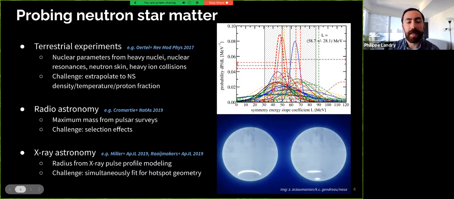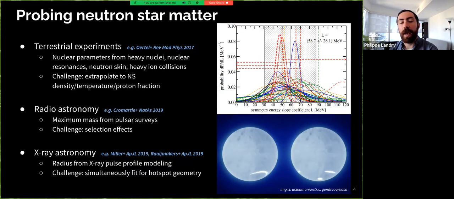In terms of X-ray astronomy, in the last few years, there have been very precise neutron star radius measurements through X-ray pulse profile modeling by the NICER observatory, which is an X-ray observatory mounted on the space station. The way this works is that neutron stars, some of them have hot spots on their surface, thought to be from where accreted material had landed on the star and heated up a small portion of the surface. As the pulsars rotate, we observe a modulation in the pulse profile in X-rays from these hotspots.